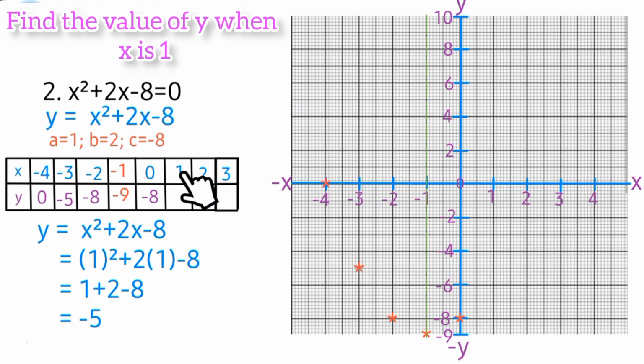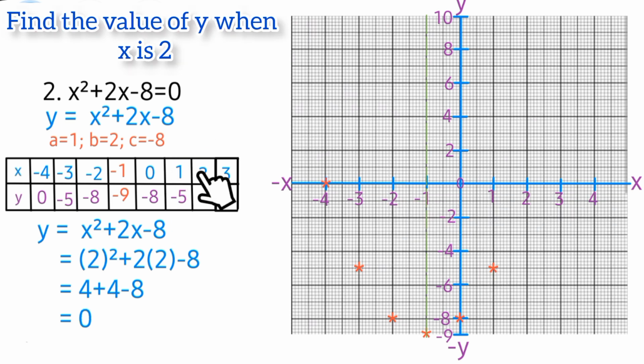When x value is 1, y value will be 1 squared plus 2 times 1 minus 8. 1 squared gives 1, plus 2 times 1 gives 2, minus 8. 1 plus 2 minus 8 gives minus 5. So when x is 1, y value is minus 5.